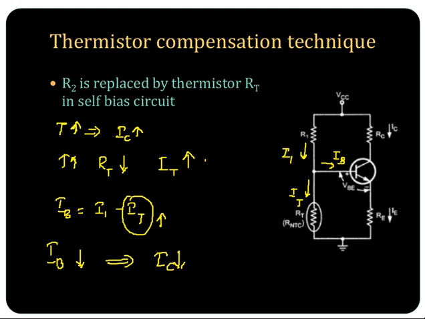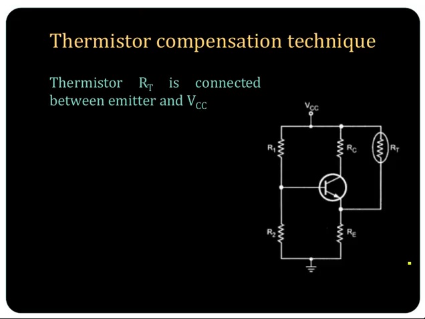The next circuit is another thermistor compensation technique, where the thermistor is connected like this between VCC and your emitter. You have a thermistor here. So what is done here? Again, I am marking the current through the thermistor as IT here.